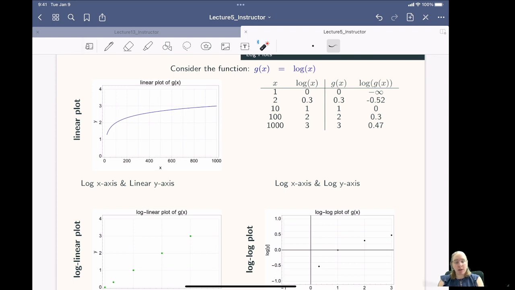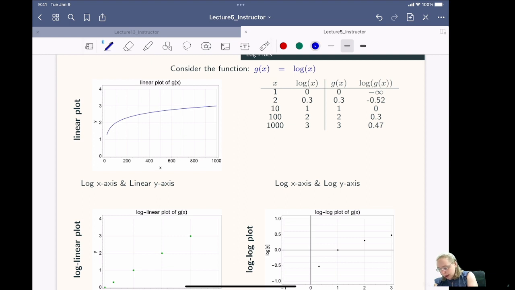So g of x equals the log of x. On a linear plot where we have a linear x and a linear y, this function has this curve here. Now, notice the scale of this x-axis. We go all the way from 0 to 1,000. So we really can't see what's happening down here at the same kind of detail that we can see what's happening up here. All right.